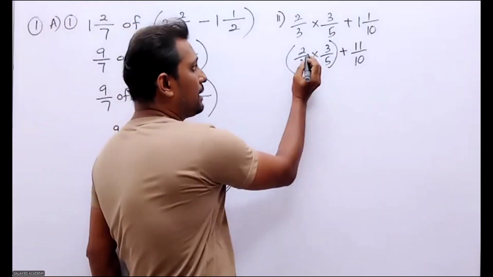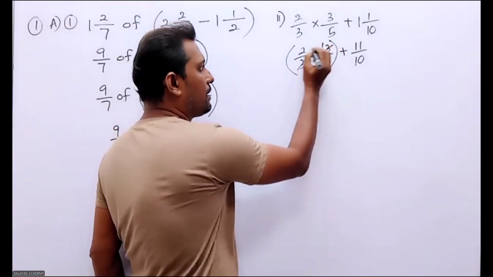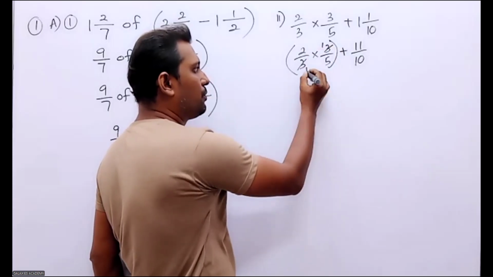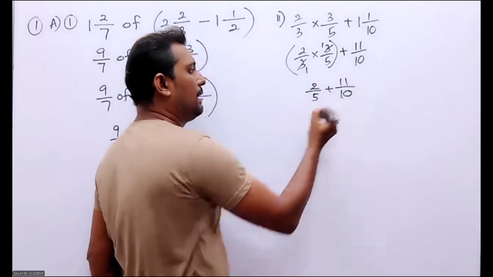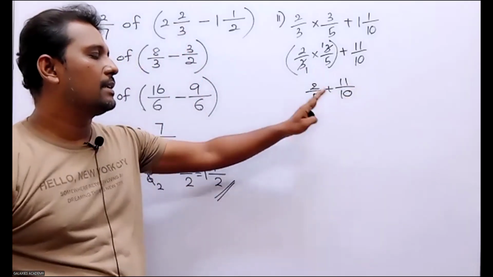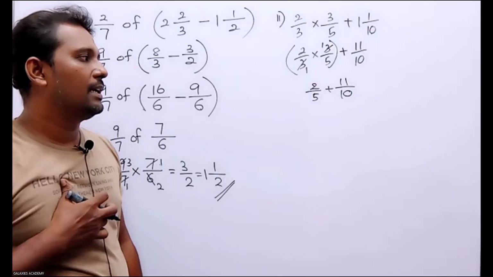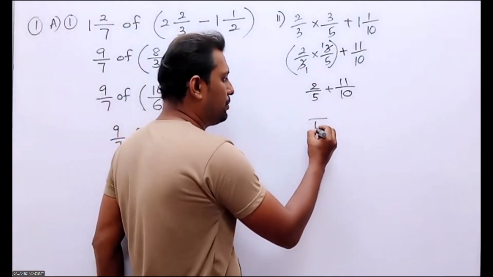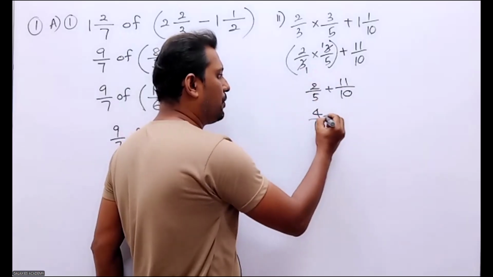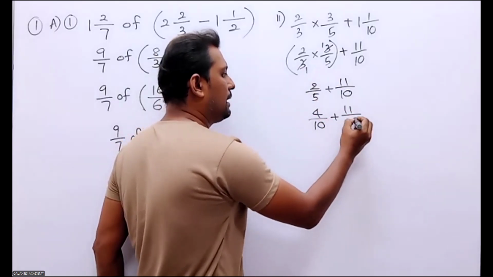3 and 3, I can divide by 3. 1 times 2, 2. 1 times 5, 5. Add 11 over 10. Unequal denominators, you can convert these two denominators into 10. First fraction, you have to multiply by 2. 2 times 2, 4. 11 over 10.